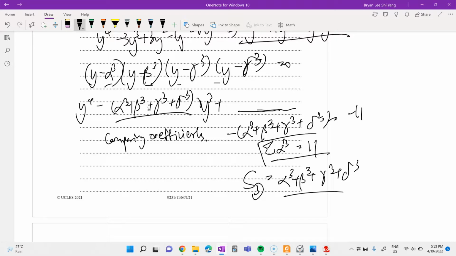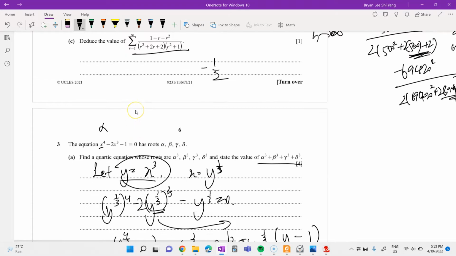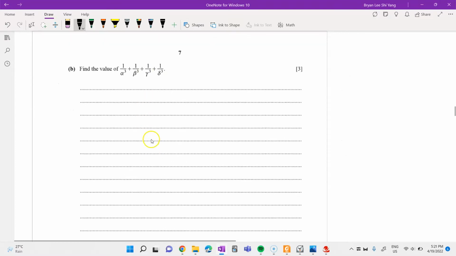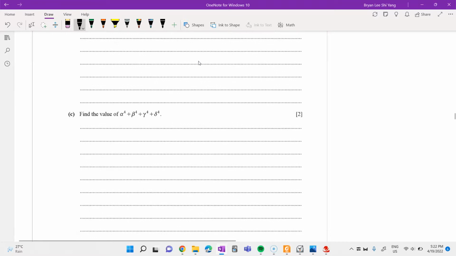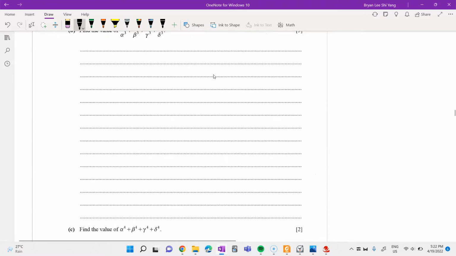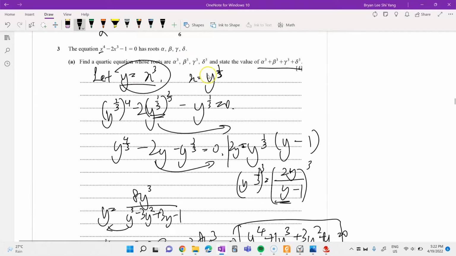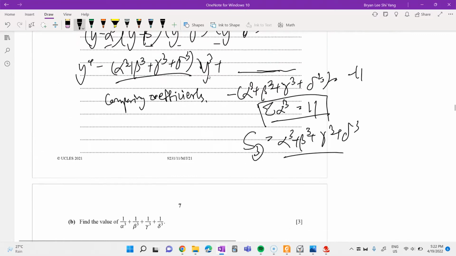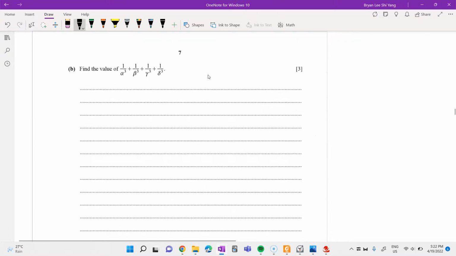So this is one part of what they want, and then find a quartic equation. The quartic equation is this. So in the next video, I'll mark this paper. Find the value of this thing, then find the value of, okay. I need some brain power and I'm running out of it. Find the value of this.